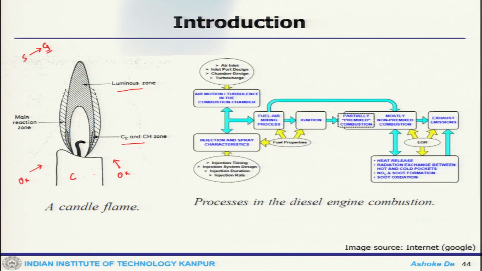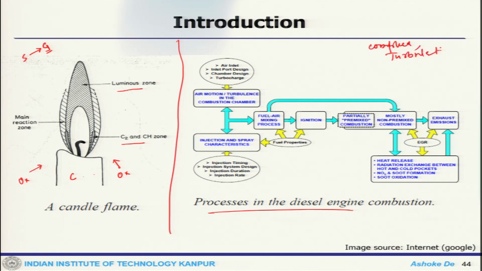Now, another example is typically found in diesel engine combustion, which is turbulent in nature, and as you can see, it is also quite complex. There are different situations to it. You have the air inlet, intake port and all these things that come in, and turbulence is there. One more thing about diesel engine combustion is that here your fuel is in liquid state, that means you have some spray.